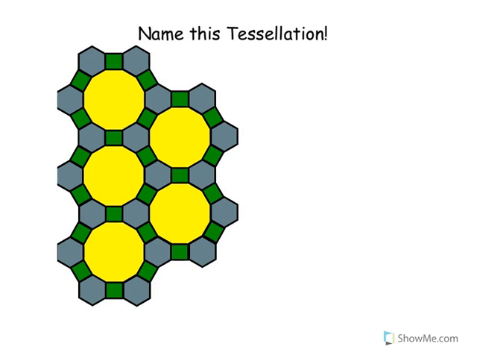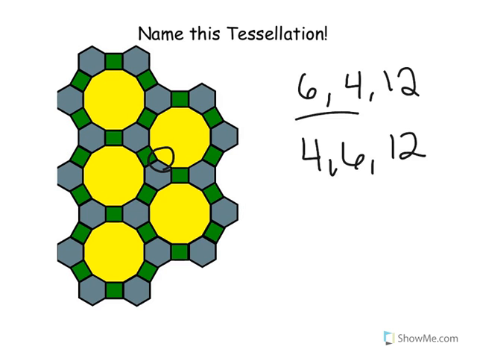Alrighty, one last tessellation just for you guys. Go ahead and name that tessellation. Pause the video now. Alright, let's walk through it. Start by picking a vertex. I see a hexagon, square, and a 12-sided shape. So, let's put them in order from lowest to greatest. 4, 6, 12. It's the name of our tessellation. Tessellation 4, 6, 12.